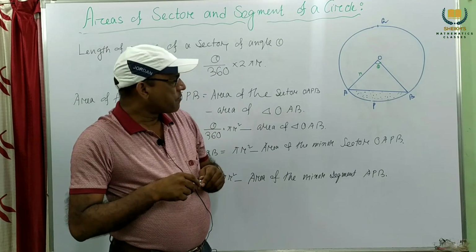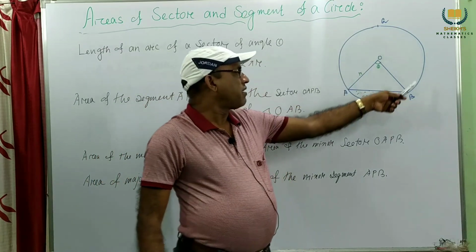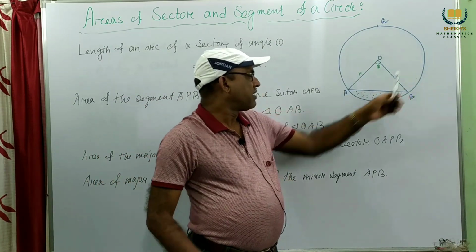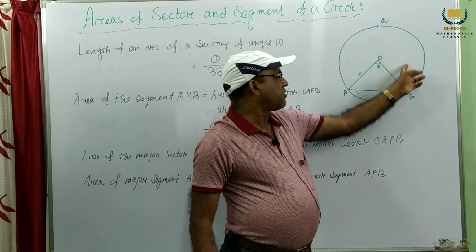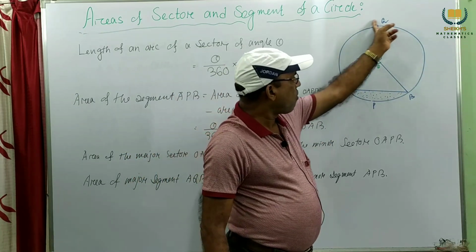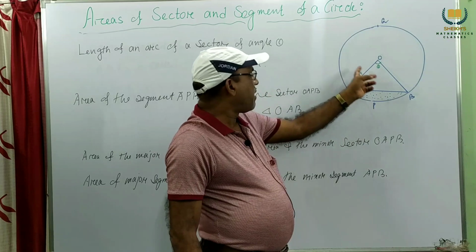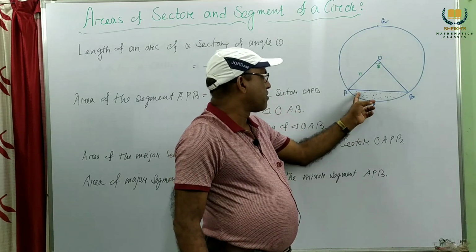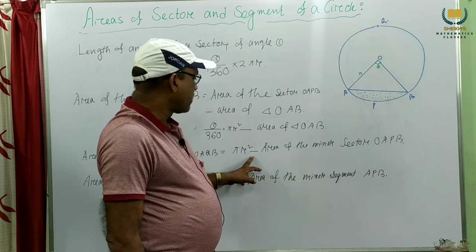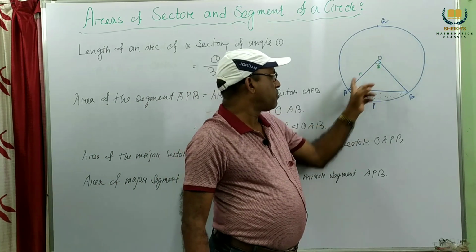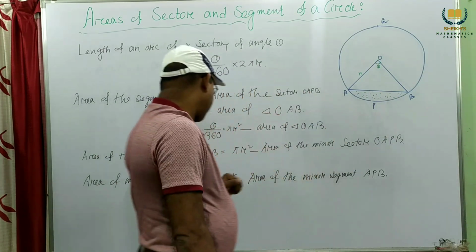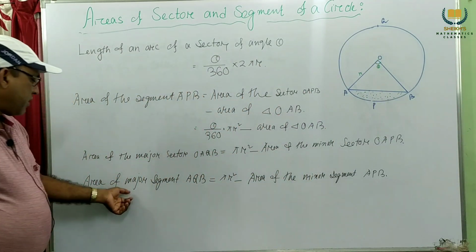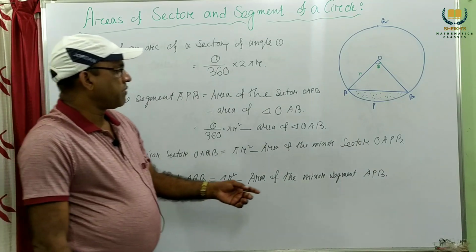Now, if we want to find the major sector, then we consider the whole area minus the area of the minor sector. Whole area means pi r square, and area of the minor sector means OAPB. This one. Again, the area of the major segment AQB.